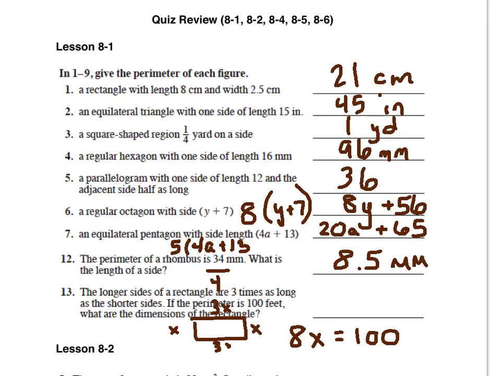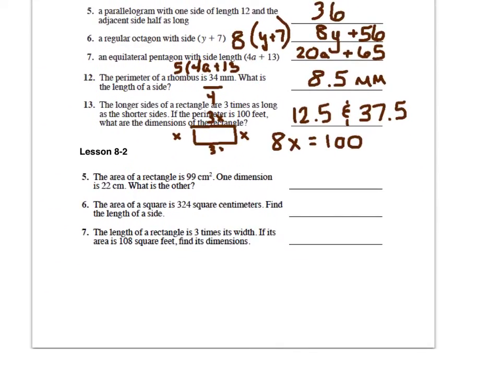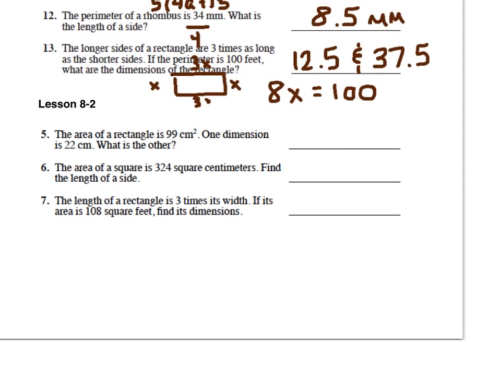If 8x equals 100, I have to divide by 8. 100 divided by 8 is 12.5, meaning the sides that are x have a length of 12.5, and the other sides are 3 times as long. 3 times 12.5 gives us a length of 37.5. And if you add 12.5, 12.5, 37.5, and 37.5, you will get 100. I'm going to slide this up now so we can take a look at the rest of this page. There's only a couple more problems on it.